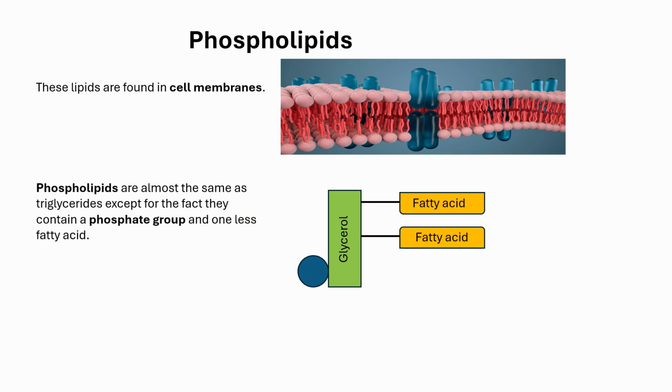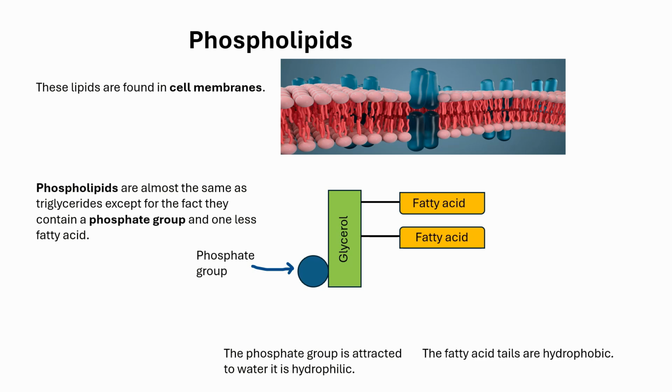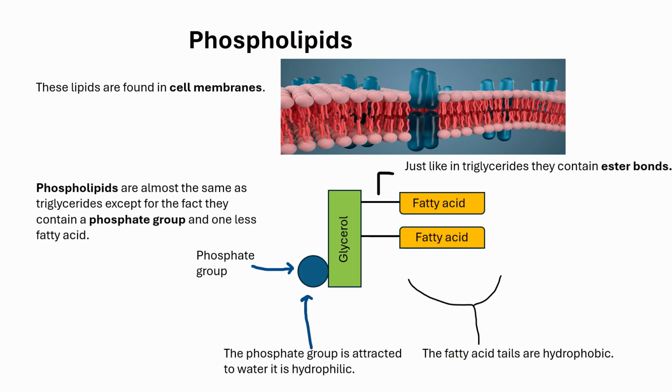So if we look at the phospholipid, it's almost the same as the triglyceride, except for the fact that it's made up of a phosphate group, shown by this blue circle or sphere, and one less fatty acid, only two yellow fatty acid tails. It still has a glycerol molecule, and it still has ester bonds. The phosphate group is attracted to water. We call that hydrophilic or water-loving. And the fatty acid tails make up the tails of the phospholipid, and they're hydrophobic or water-hating. You can see the ester bonds holding the fatty acids and glycerol together.